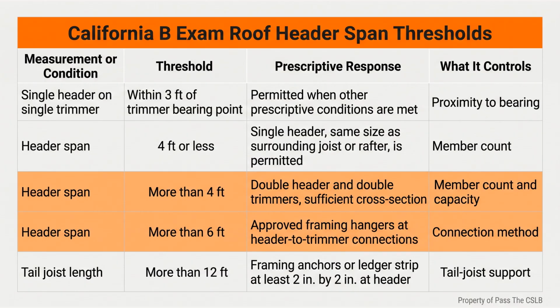Now suppose one of the tail rafters runs 13 feet from the header to its other support. That length crosses the 12-foot threshold. I verify a framing anchor or a ledger strip at least 2 inches by 2 inches at the header. I do not confuse that support with the header to trimmer connection. They solve different connection conditions.